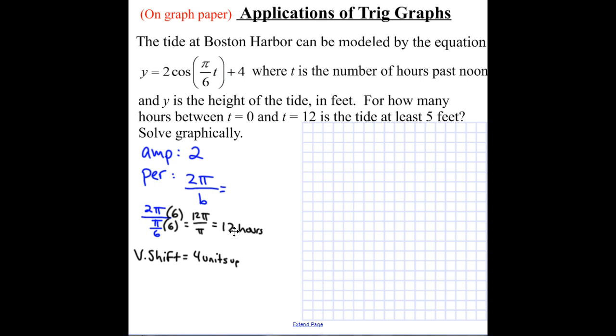In other words, you're going to see a high tide at 4 in the afternoon, then you're going to see another high tide close to 4 in the next morning. Every 12 hours it gets back to a high tide, more or less. It's not exactly 12. And finally, the vertical shift is 4 units up.